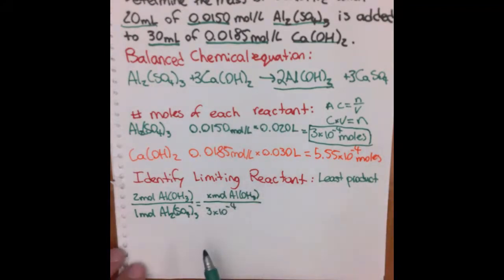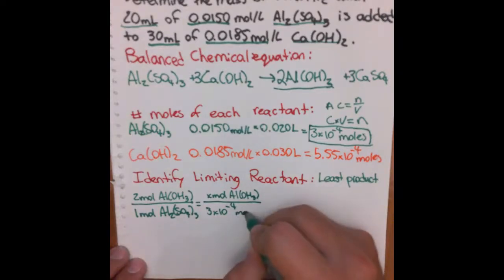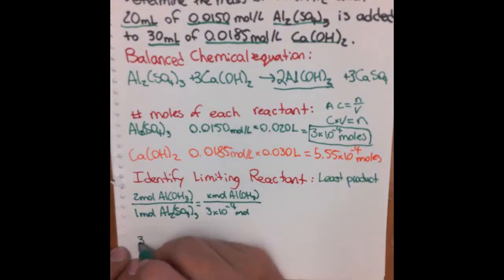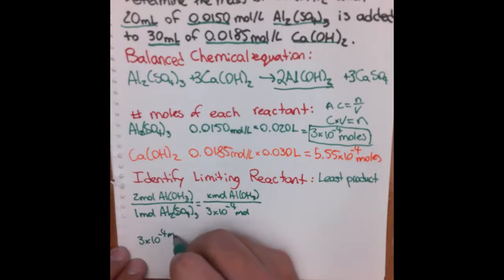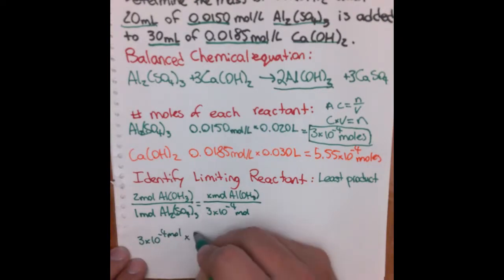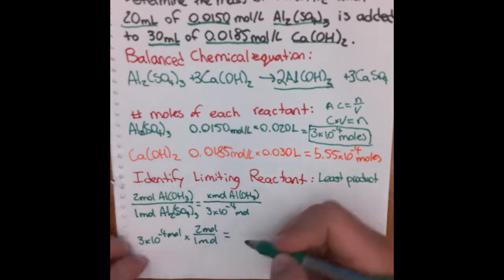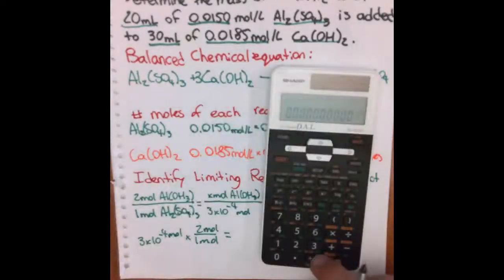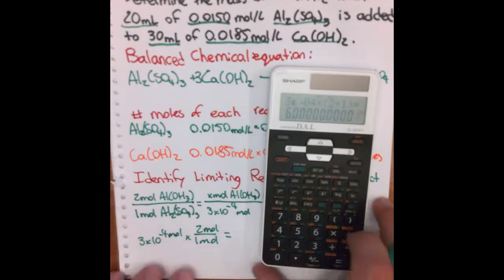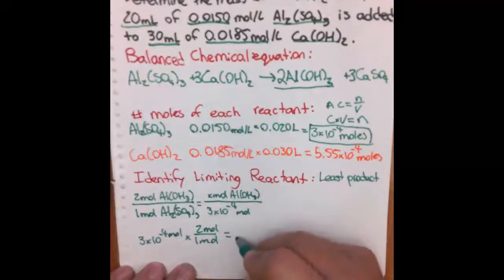Again, we're going to rearrange this equation, so it's going to be 3 times 10 to the negative 4 moles times 2 moles over 1 mole, giving us 3 times 10 to the negative 4 times brackets 2 over 1, which is going to give us 6 times 10 to the negative 4 moles.